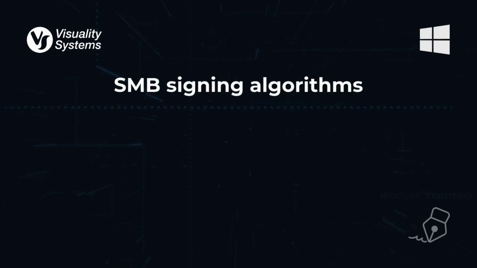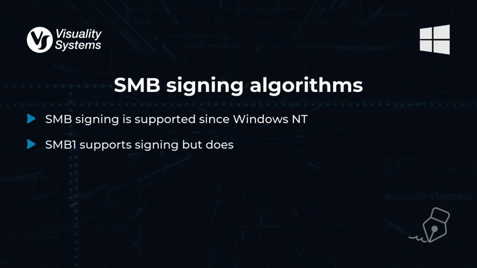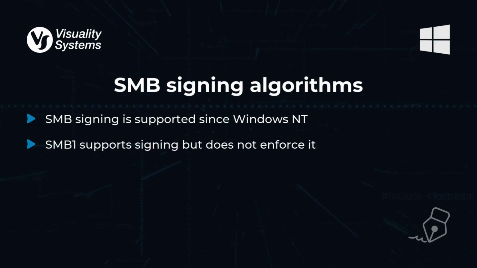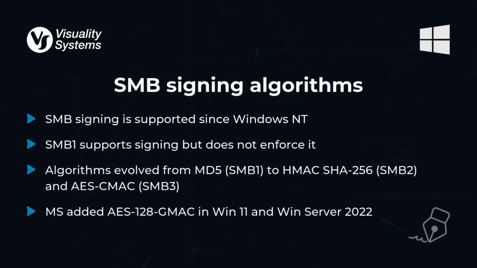SMB Signing has been around since Windows NT. Initially, SMB 1 supported signing, but it was not enforced. Over time, Microsoft has improved the signing algorithms, evolving from MD5 in SMB 1 to HMAC-SHA256 in SMB 2 and AES-CMAC in SMB 3. Most recently, AES-128-GMAC was added in Windows 11 and Windows Server 2022, offering even stronger security.